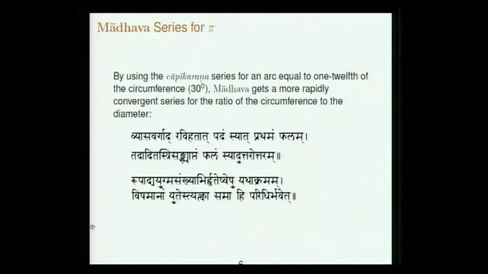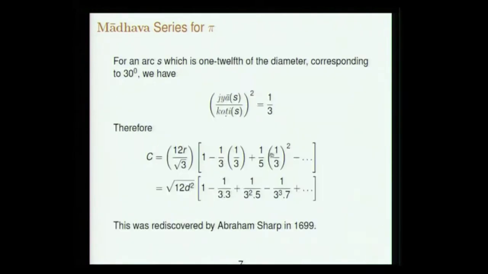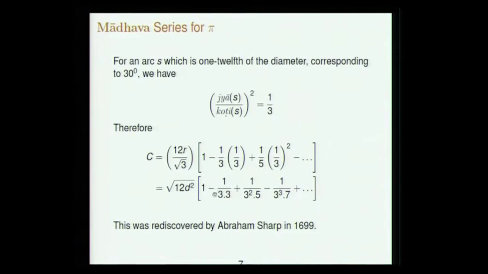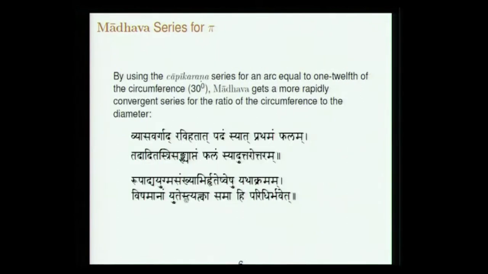So, the verse of Madhava, Vyasa Vargat Ravi Hatat, Ravi is Dvadashaditya 12, Padam Syat Prathamam Palam. So, the square of the diameter multiplied by 12, the square root of that is the first term. Tadaditaha Trisankhyaptam Phalam Syat Uttarottaram. The further terms are successively divided by one third. The other odd terms, etcetera, also appear in the same way as before.